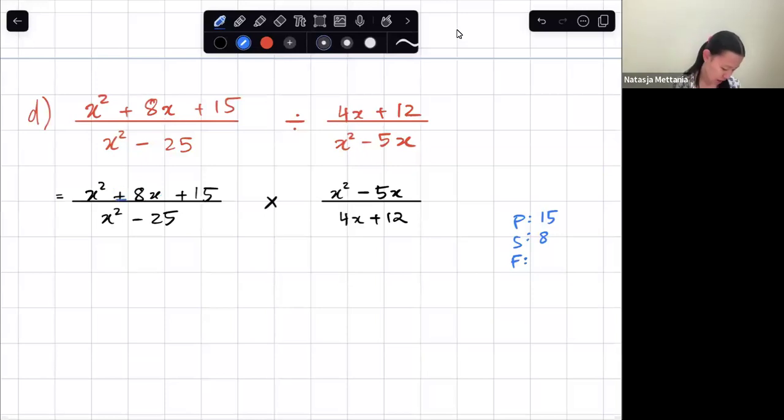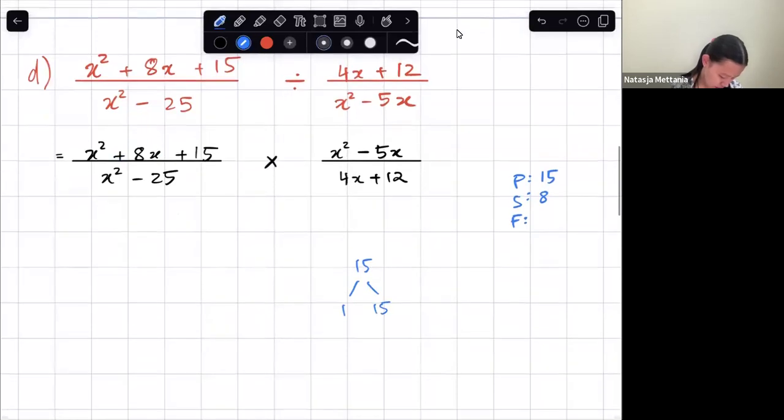You have to take it with the sign here, but not with the x. That's the most important part. Now, I've got my product and I've got my sum. Now, what I'm going to do is look for the factors, or two numbers multiplied together to get me 15. If I had to brainstorm, I can go 1 and 15, and then I could go 3 and 5. And that's all at the moment, right?